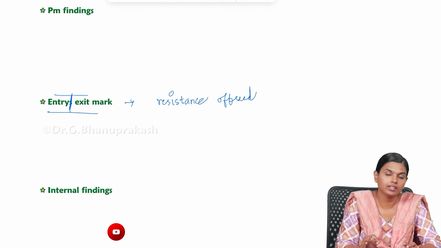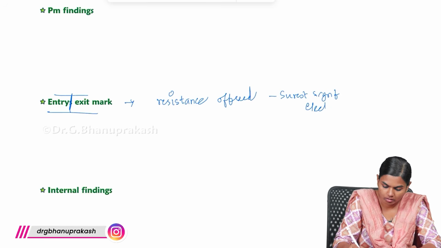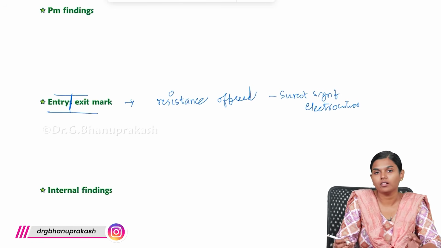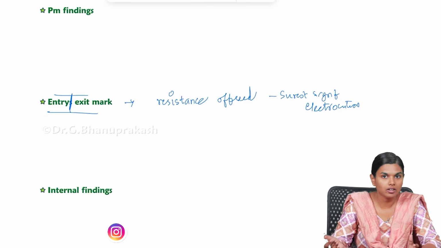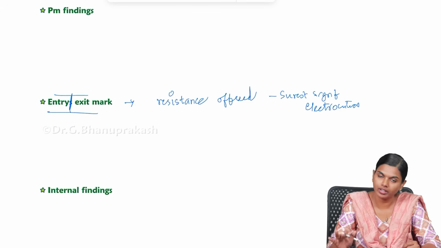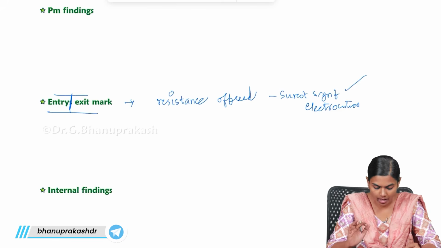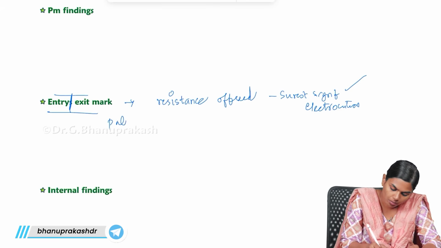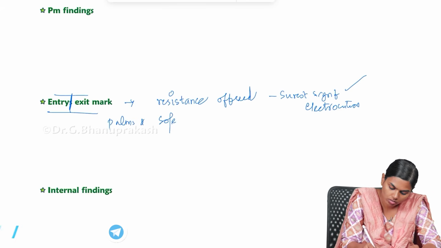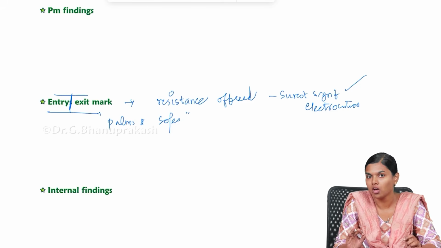If it is present, then it is the surest sign of electrocution. If it is absent, then we cannot rule out electrocution, but looking at the circumstances, we can conclude that it is a case of electrocution. But if it is present, then it is surely a case of electrocution death. And this entry and exit mark is usually seen in the palms and soles. So, this is where it is usually seen because this is where maximum resistance is offered.